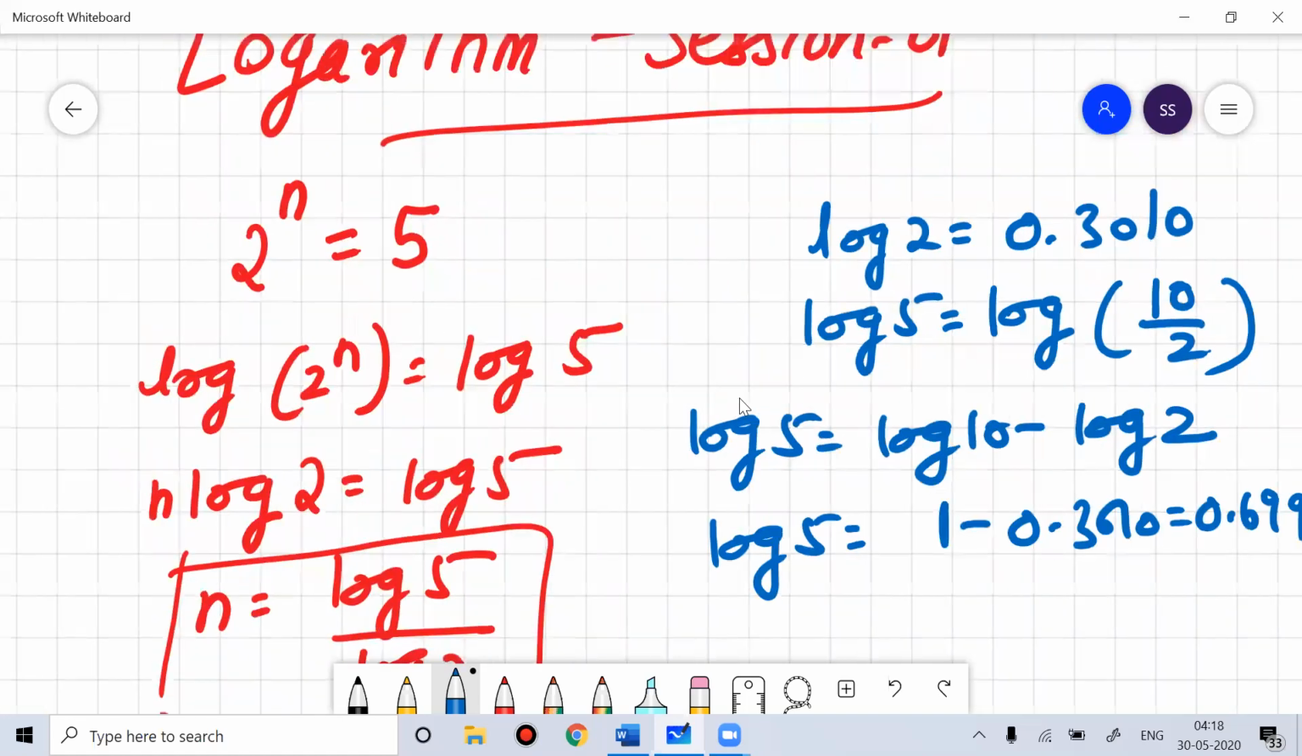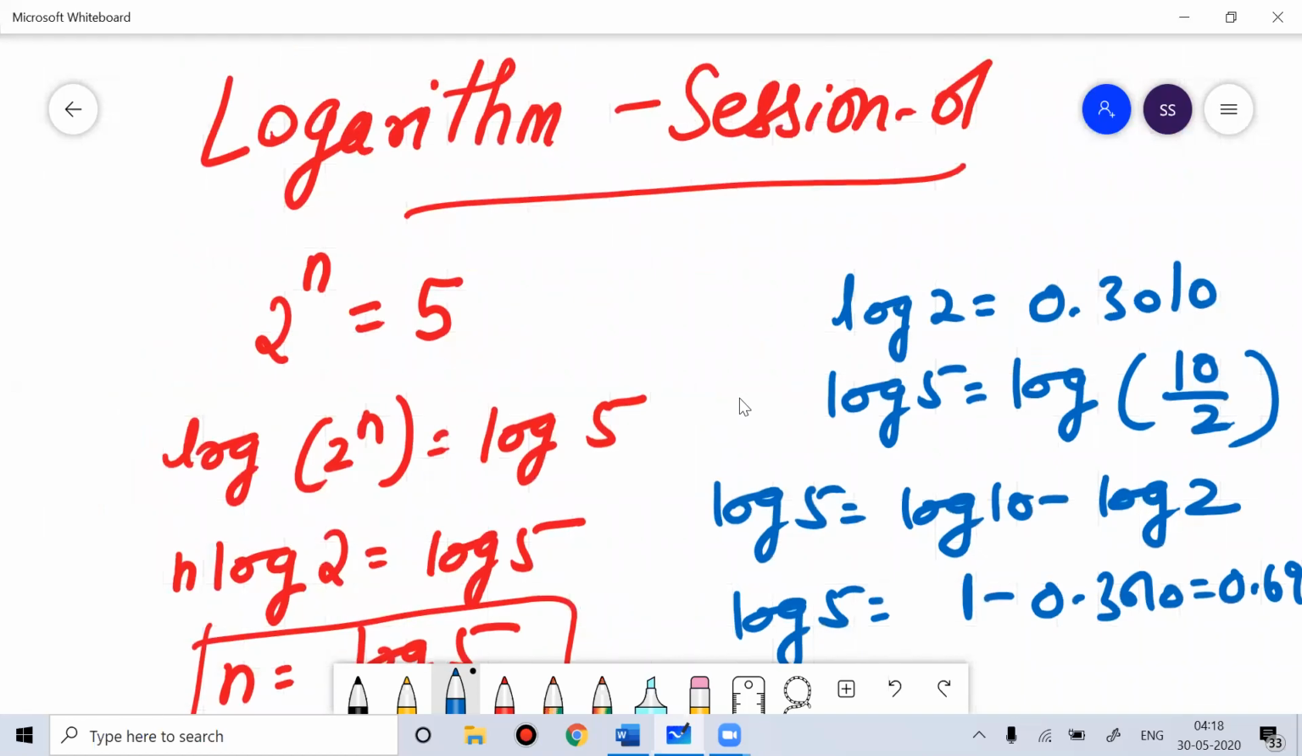Imagine if I asked you 2 plus n equal to 5, what is the value of n? 2 minus n equal to 5, 2 into n equal to 5, 2 divided by n equal to 5. If I asked you those, you could easily solve them. But the problem happens if you have to determine the unknown, and that unknown is in the power. How will you identify the value of that unknown?